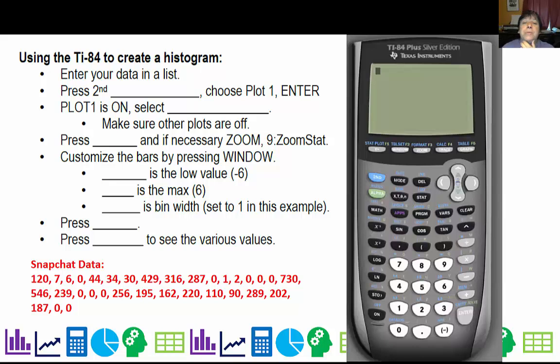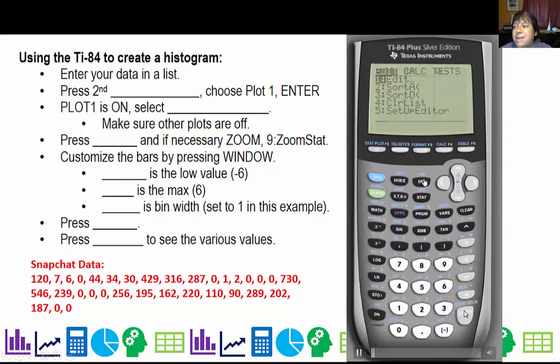Now here's some good news. The TI-84 is great at creating a histogram. So to do it, what you're going to do is enter your data in a list. So you're going to hit stat, edit, and you can just start entering data points.